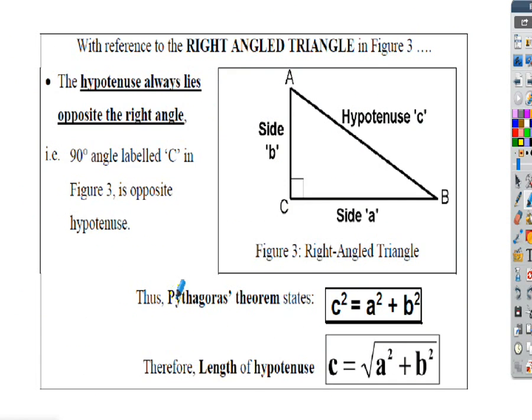Don't forget that Pythagoras' theorem only applies to right angled triangles as shown in the sketch here. Here is Pythagoras' theorem in terms of the symbols related to the triangle, and this is the rearrangement to find the hypotenuse side labelled C in the diagram here.